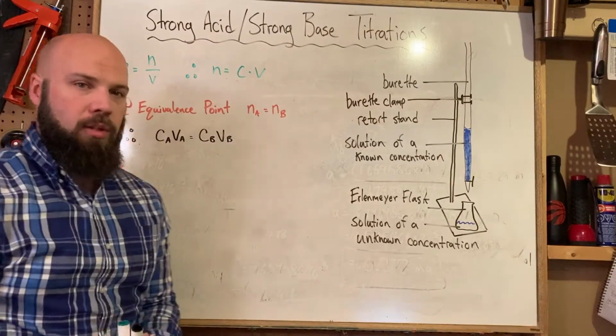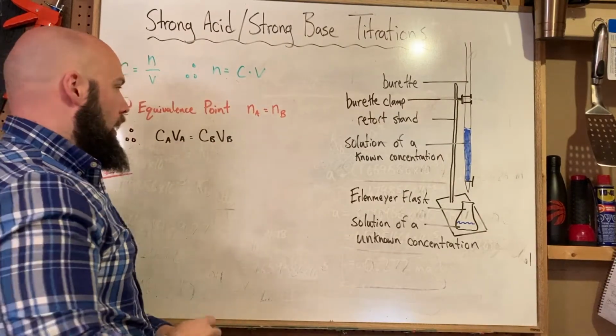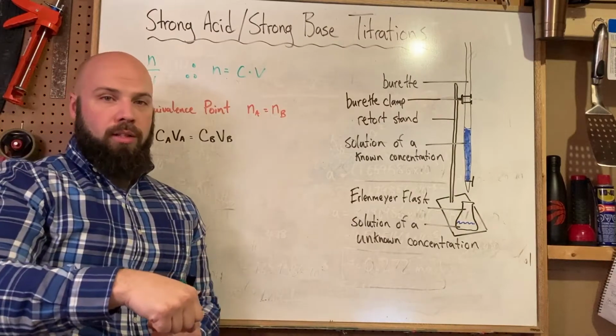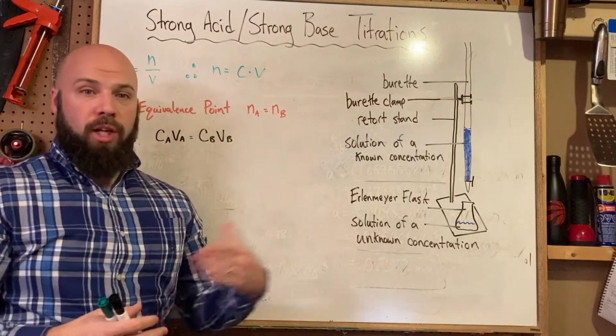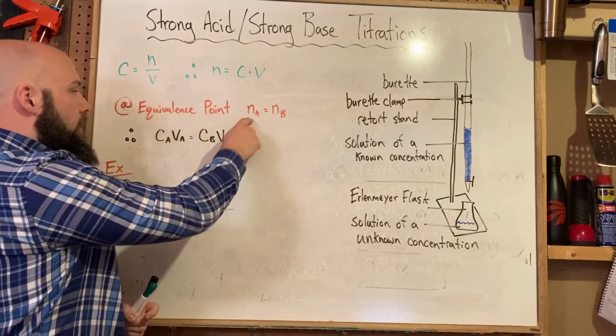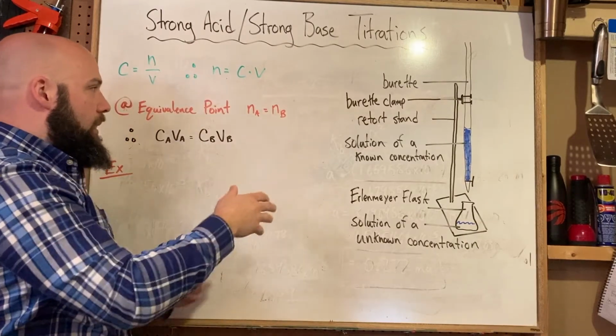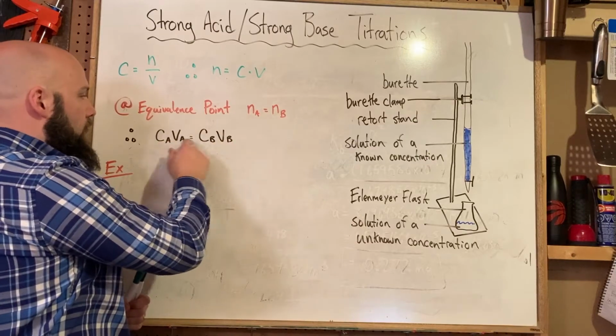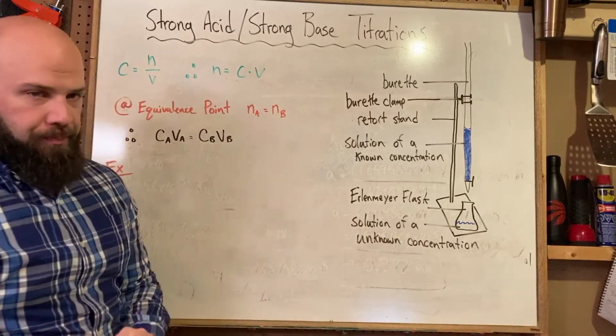This is very similar to the dilution formula, where you're just adding a new concentration or a new volume to change the concentration of something that you're diluting. Here, the volume of the acid and base will be independent, and the concentration factor will be key.